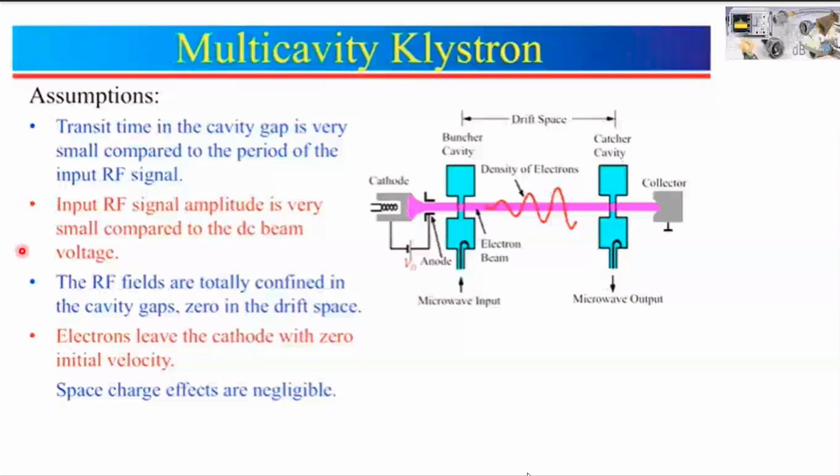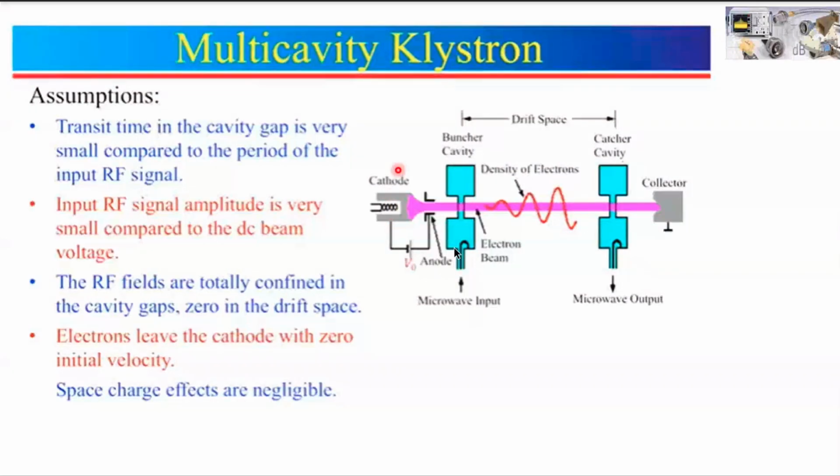Whether it is multi-cavity, meaning 2-cavity, 3-cavity, 4-cavity or 5-cavity, the working principle remains the same, but the working condition is slightly different for your reflex klystron. So we'll see here what the assumptions are. The first assumption is that the electron transit time in the cavity gap is very, very small, and you can see the diagram is self-understood.